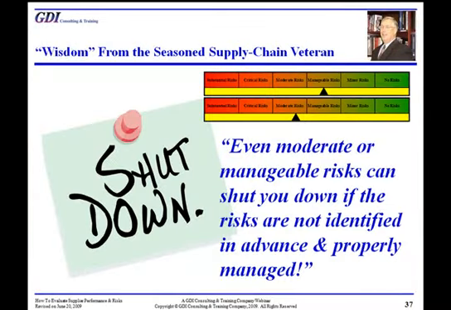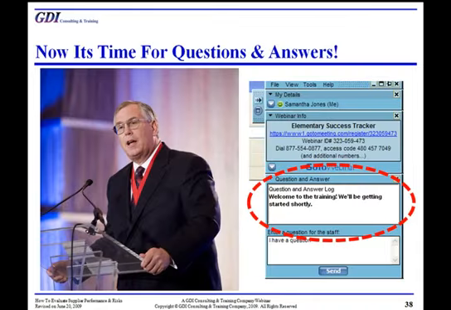So the wisdom from all of this information and the wisdom from some seasoned supply chain veterans that we've talked to is this: even moderate or manageable risks can shut you down if the risks are not identified in advance and properly managed. We've got to manage those. We can't just assume that they're going to manage themselves. In a global supply chain where the distances are long and the complexities are great, this is not a small task, but it starts with understanding the risks.